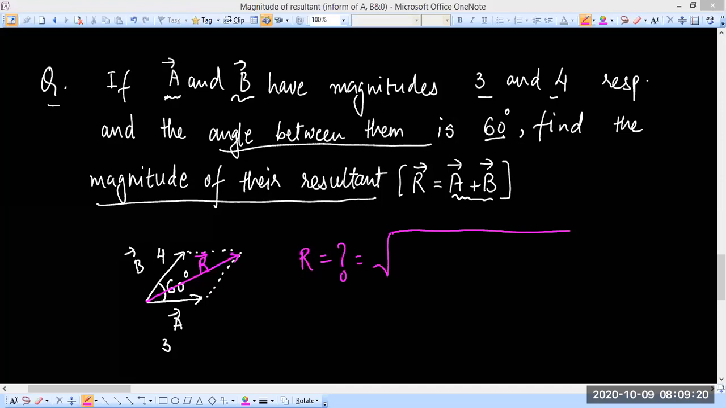No way, it cannot be 7. You cannot add magnitudes, everyone. Yes, some of you are saying root 37. Let's check.